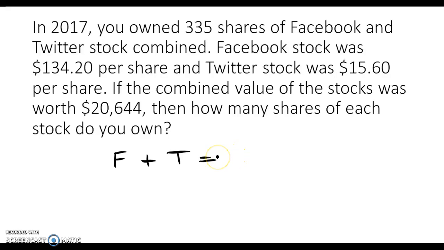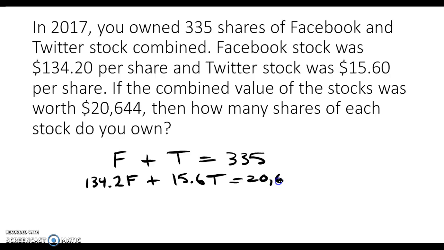So the amount of Facebook shares you have plus the amount of Twitter shares you have is a grand total of 335. Okay? And now Facebook stock was $134.20, so $134.20 times the amount of shares of Facebook stock you have plus $15.60 times the amount of Twitter shares you have is equal to $20,644. And now you're going to solve from there.